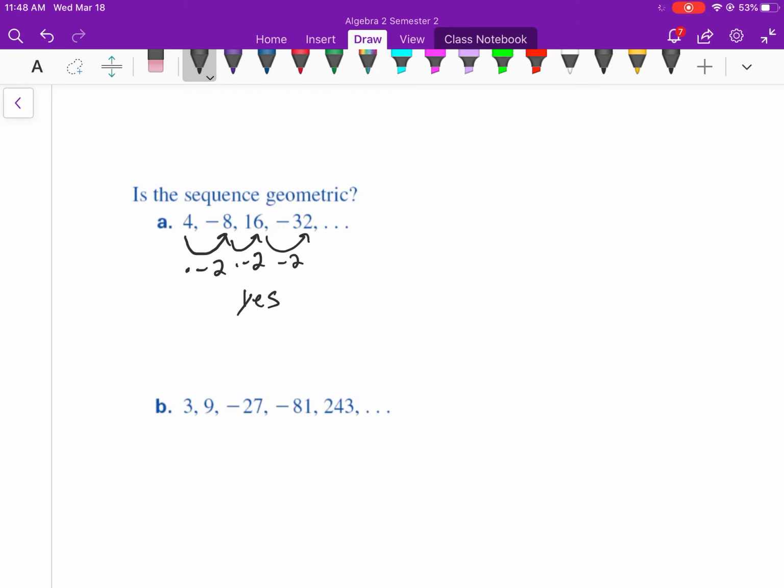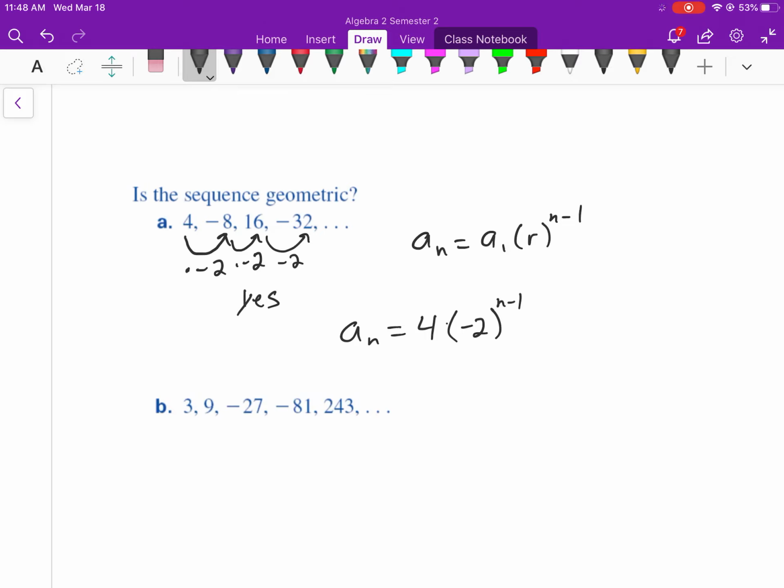Okay, and let's go ahead and write the explicit rule. And again, a sub n is equal to a sub 1 times the ratio to the n minus 1. So in this case, a sub n is equal to the first term, which is 4, times the ratio, which is negative 2, to the n minus 1.